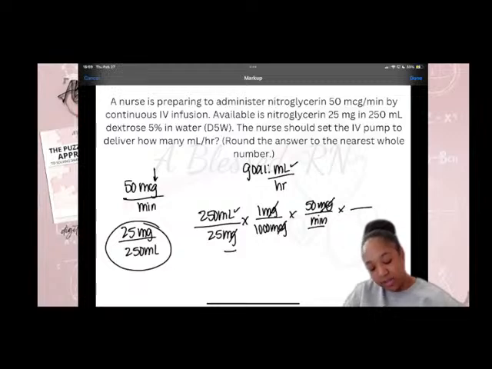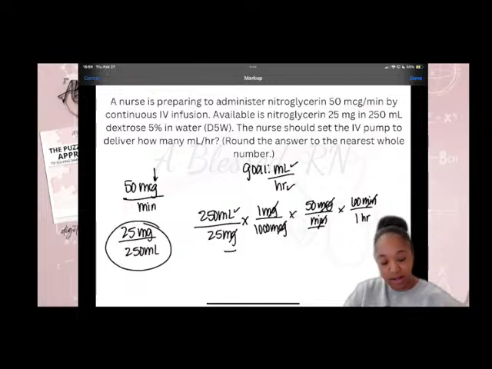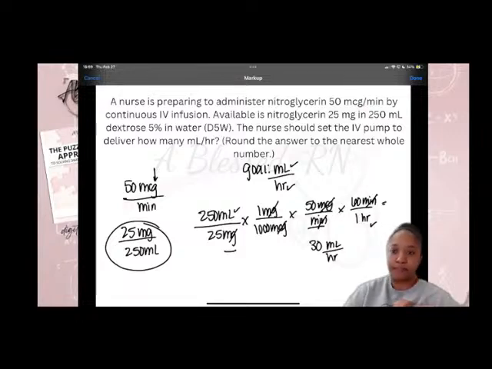And the last puzzle piece would be to convert minutes to hours, right? So 60 minutes is 1 hour. What's on the top has to go to the bottom, and we're just making our way so we can have milliliters on the top and hours on the bottom. Now you can do the math. 250 times 50 times 60, divided by 25, divided by 1,000. 30 milliliters per hour. And that's the way I like it.